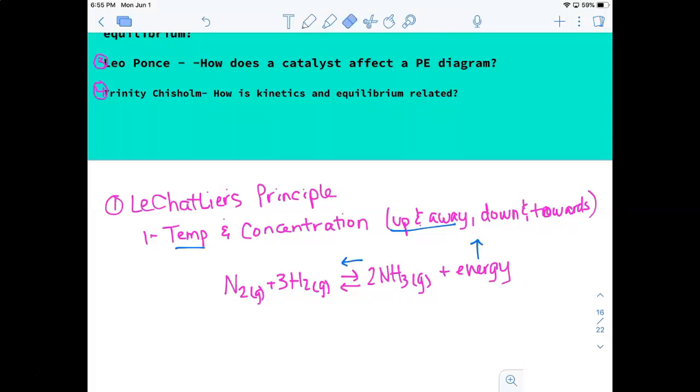If my stress said that I was decreasing temperature, then I would want to do the down and towards trick. So which of these 2 arrows is facing towards the arrow I just drew? The one that's going to the right. So now the other thing they can ask you is what happens to concentration after the shift. So if I'm going to the right, the amount of NH3 would increase because it's on the right side. The amount of N2 and H2 would decrease because it's on the left side. So whatever side you're going to goes up.